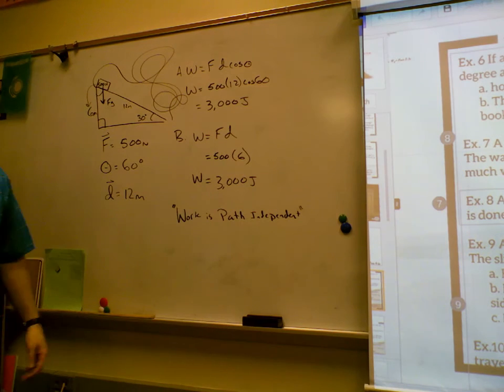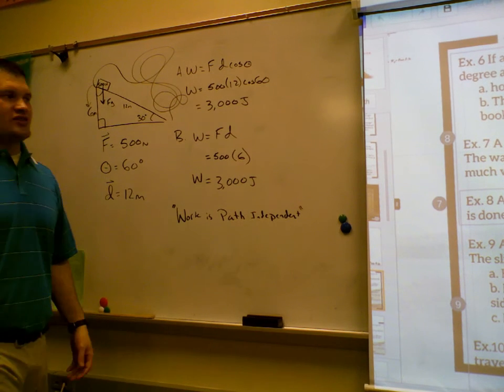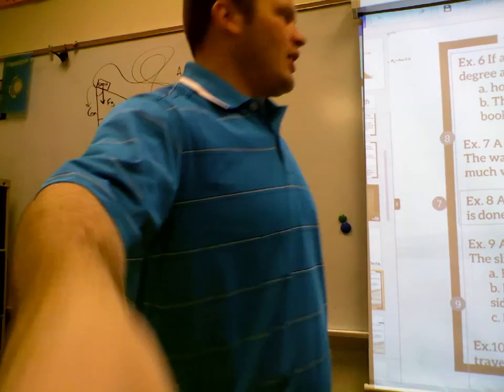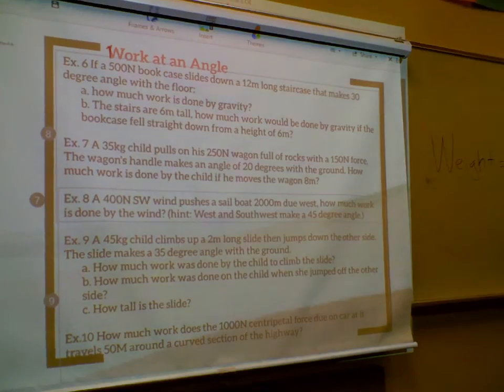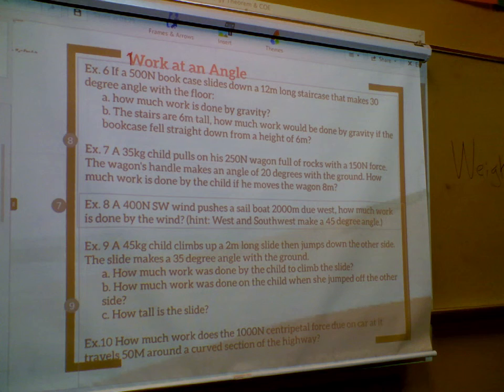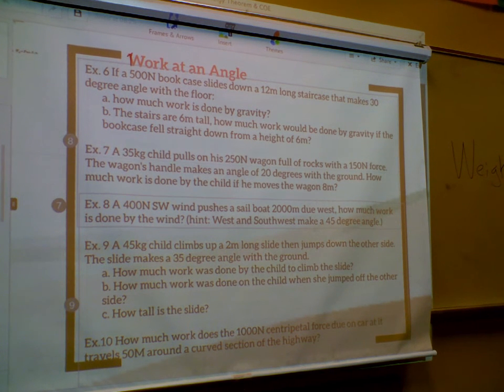Example 7. A 35-kilogram child pulls a 250 Newton wagon full of rocks with 150 Newton force. The wagon's handle makes an angle of 20 degrees with the ground. How much work is done by the child if he moves the wagon 8 meters?